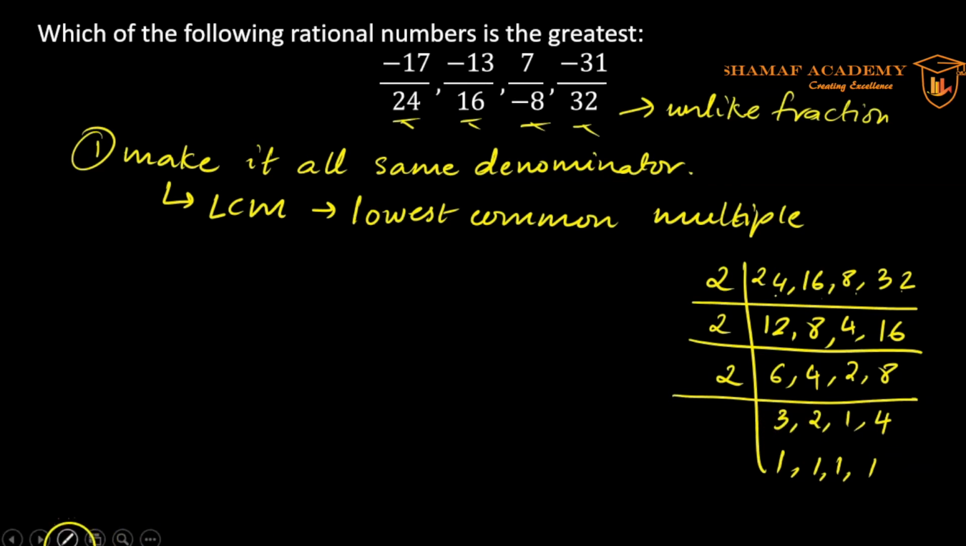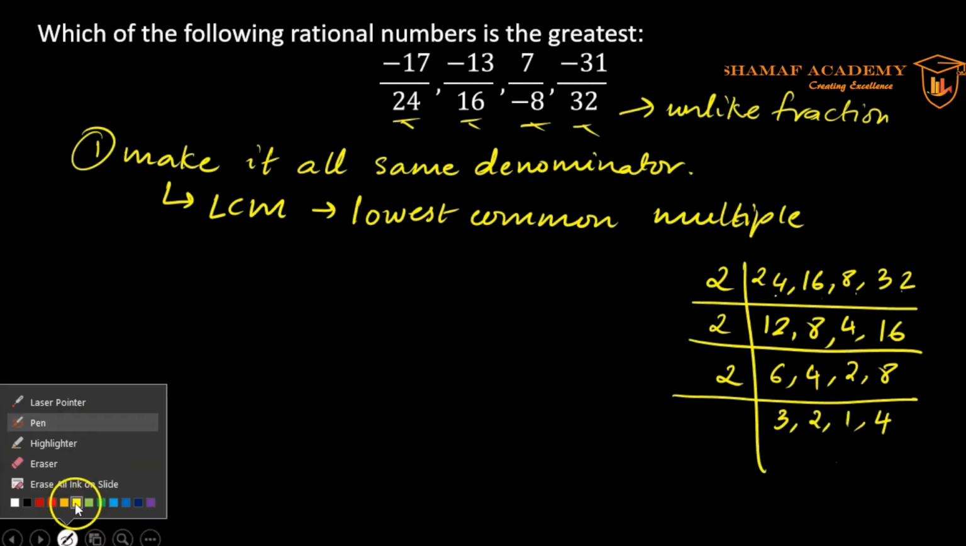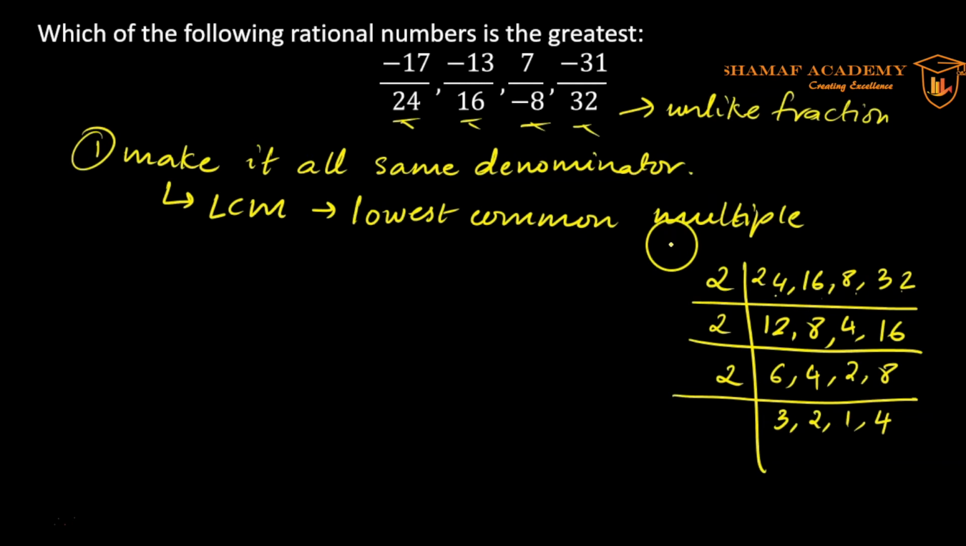I'm just going to erase this bit because I need some space. Okay, so now I have a dilemma here. This is a 3, this is a 2, this is a 4. Which table should I take? I cannot take 2 again, because if I take 2 again, it won't go with 3. Guess what? It does not matter. It's okay. 3 can be written as it is.